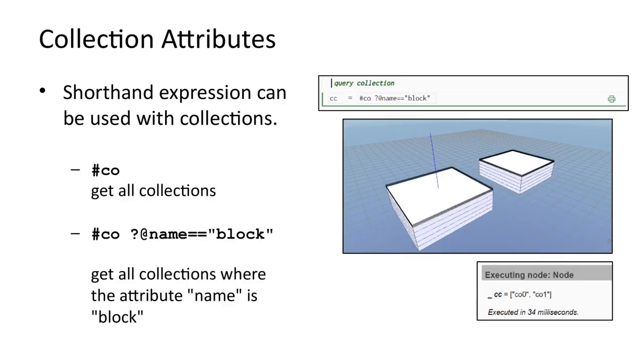The same shorthand expressions for getting and filtering also work with collections. 2 examples are shown here. The first gets all the collections in the model. The second gets all the collections with the name block. Note that in the second case, the collection.get function can also be used.